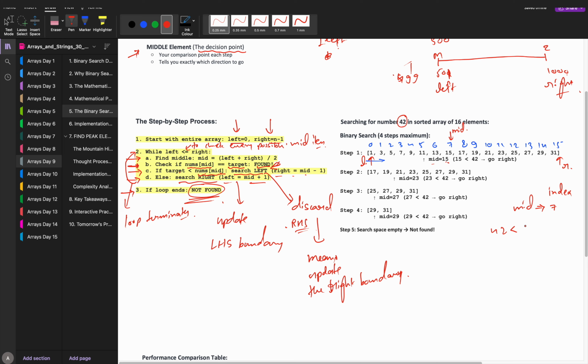42 less than mid है क्या? Which is 15? नहीं है. What will I do? 42 is greater than 15. So go to the right. Anyway, if I want to go to the right, all the items from 0th index till the 7th index are useless for me. So I will discard them by doing what? By putting my left boundary L equals mid plus 1, which is nothing but 7 plus 1 equals 8. So my new boundary for left-hand side would be 8.